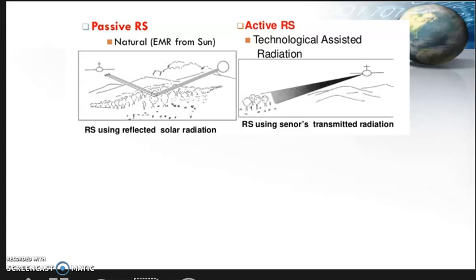Active systems generate an energy signal and detect the energy returned. Differences in the quantity and direction of the return energy are used to identify the type and properties of features in an image. Radar is the most common active remote sensing system, though the use of LiDAR systems is increasing.